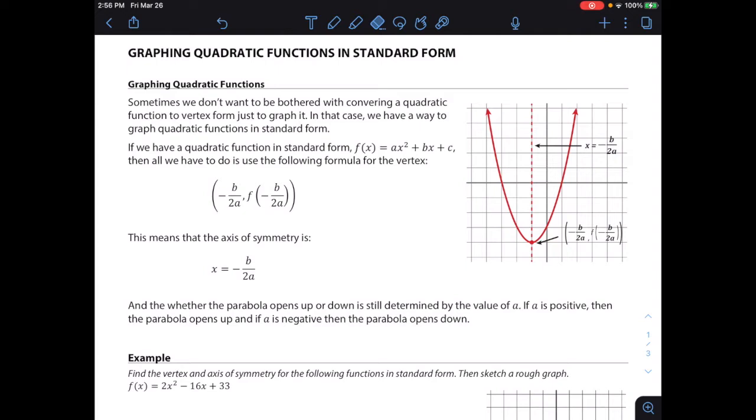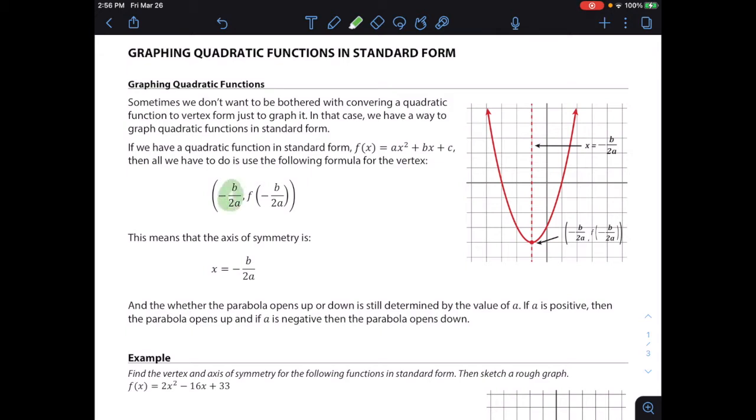Now this week we are going to leave the quadratic function in standard form and figure out how to graph it while it is in standard form. It's not, to me, quite as simple as using vertex form, because vertex form very obviously indicates the values for the vertex, the axis of symmetry, and whether it's upward or downward opening. But when we're in standard form, it's a little more challenging because we have to use a formula to find the x and y values of our vertex.